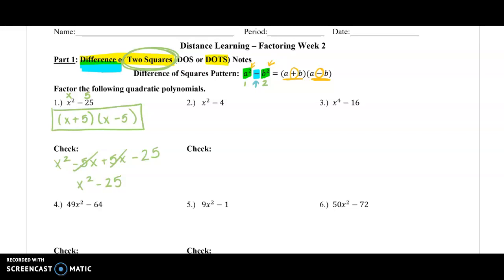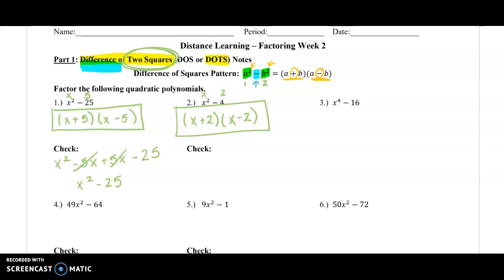Okay, let's look at number 2. Again, the first thing you need to make sure is that both numbers you have are perfect squares. x squared is a perfect square, the square root is x, and so is 4, the square root is 2. So you plug it into that formula. We have (x plus 2) times (x minus 2). And it would not matter if you did (x minus 2) times (x plus 2) or vice versa. It doesn't matter if the addition or the subtraction comes first, because it's multiplication at the end of the day.